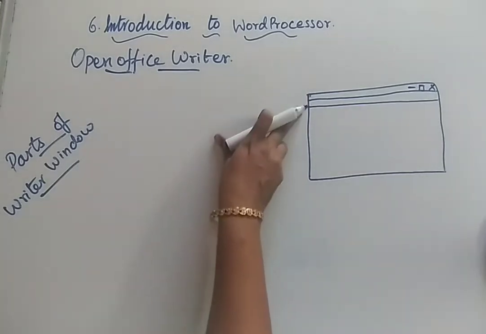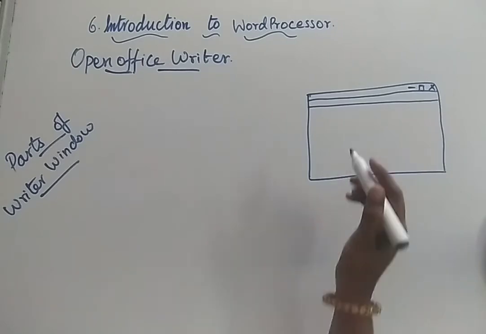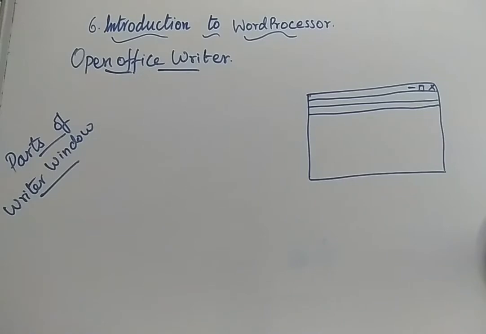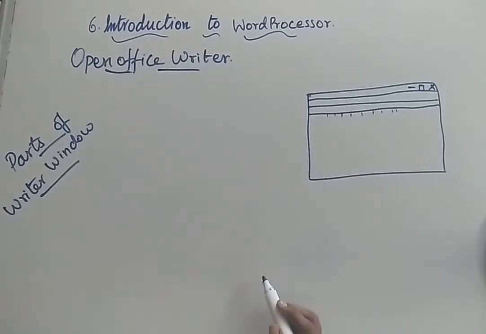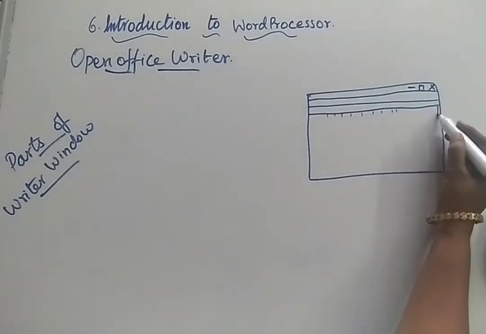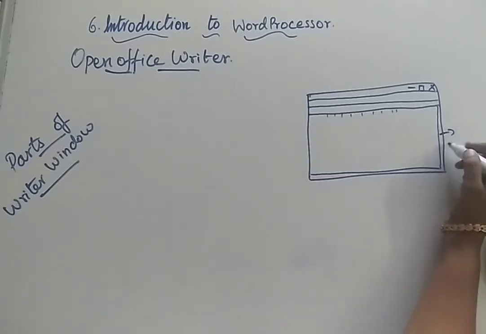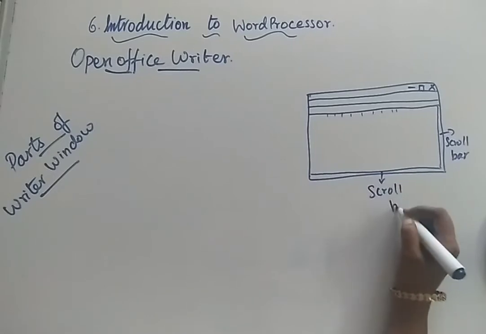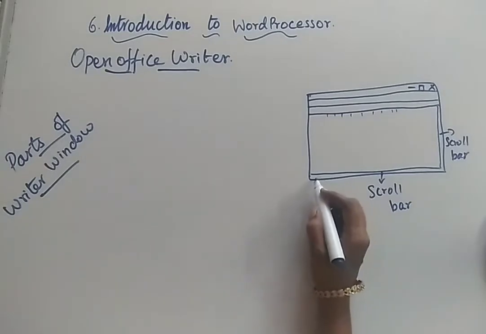So the first line is your title bar. The next line is your menu bar. And the next line you will have the toolbar. And next here you will have your ruler, and on this side you will have your scroll bars, at this end and at this end also. Next, what else will you have? Yes, here you will have your status bar.